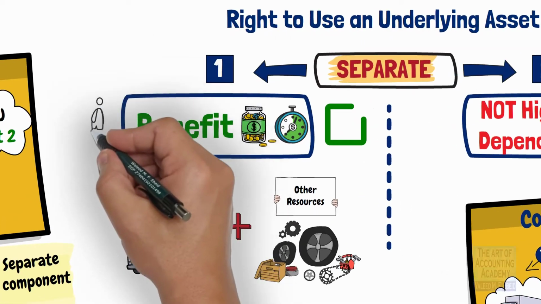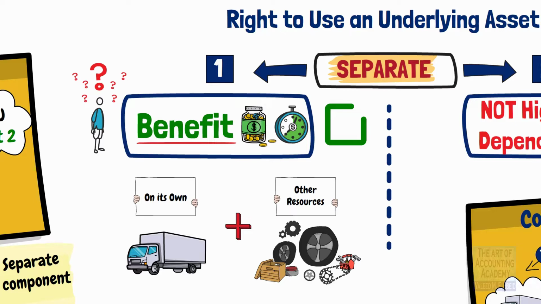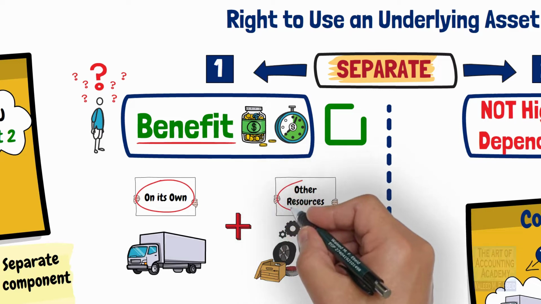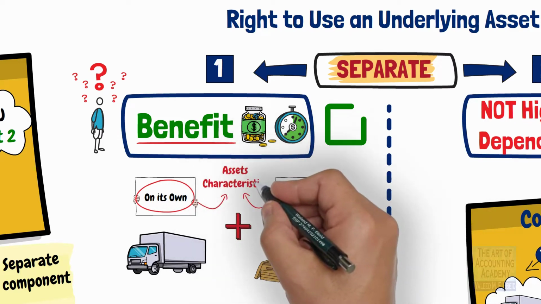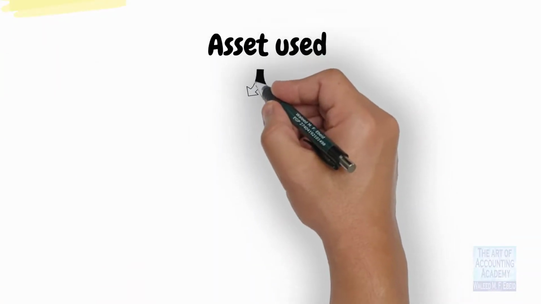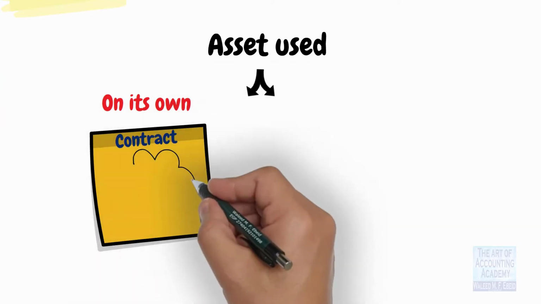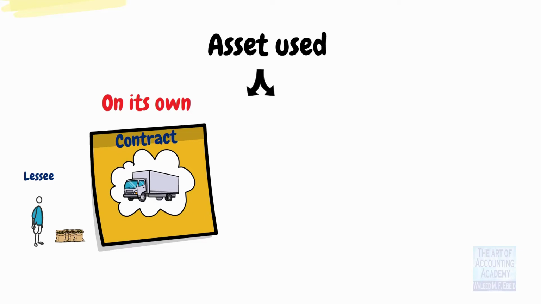The first criterion focuses on whether the lessee can realize benefits from the use of the underlying asset. Whether the lessee uses the underlying asset on its own or together with other resources, that depends on the characteristics of the underlying asset itself. The important point here is that the lessee should be able to realize the benefit from the asset. An example of an asset that can be used on its own is a lease agreement where a lessee leases a vehicle from a lessor. The lessee can derive benefits from using the leased vehicle on its own.